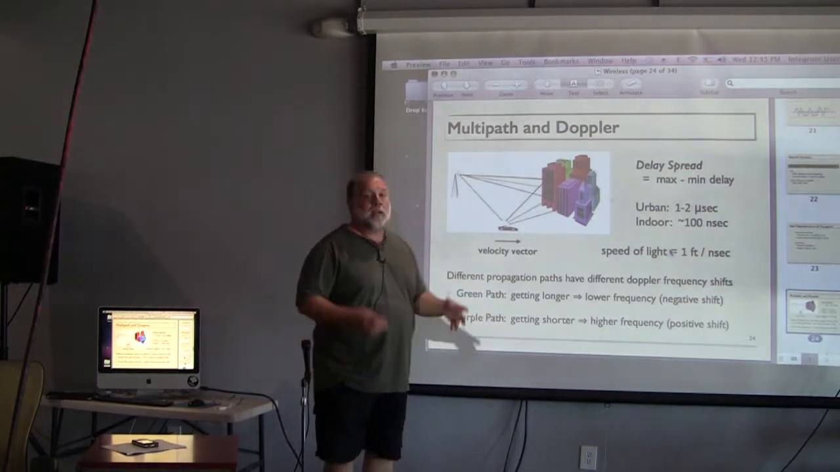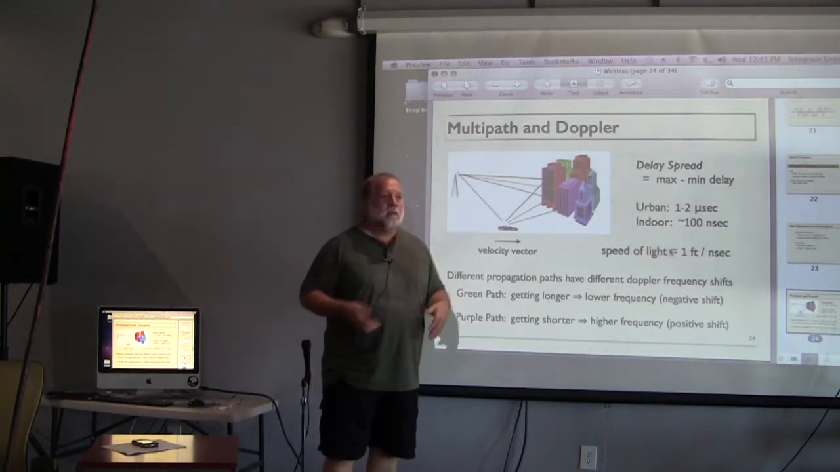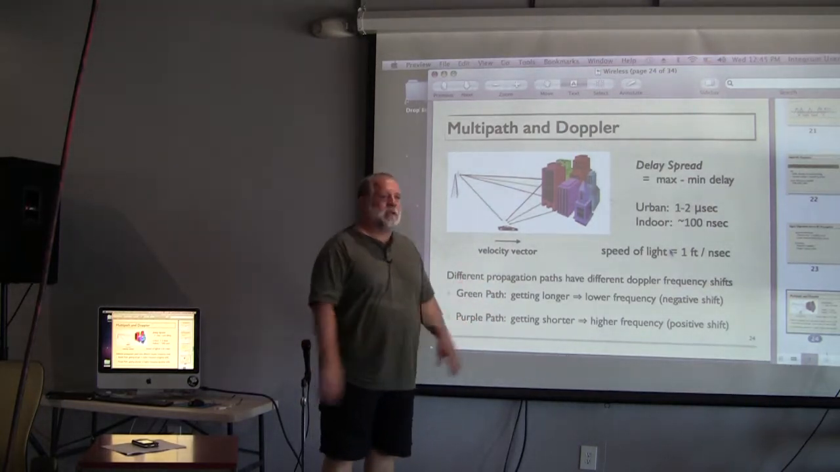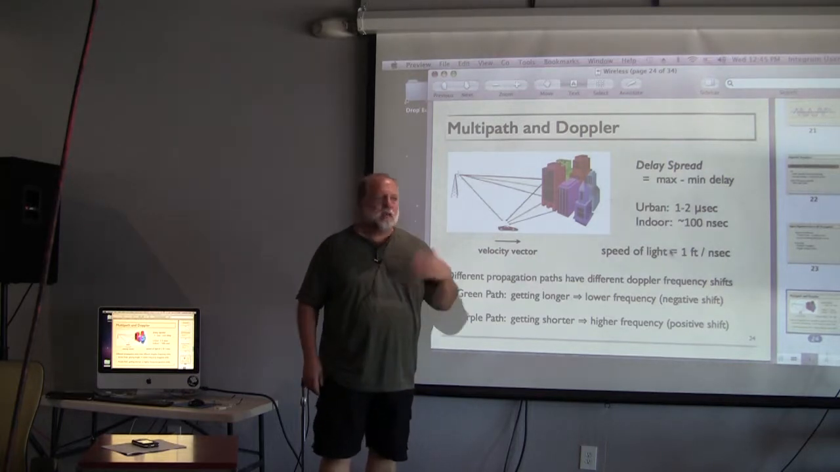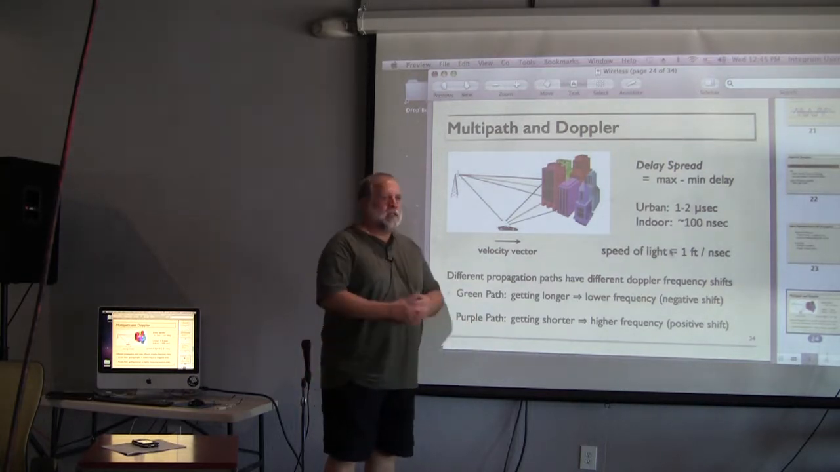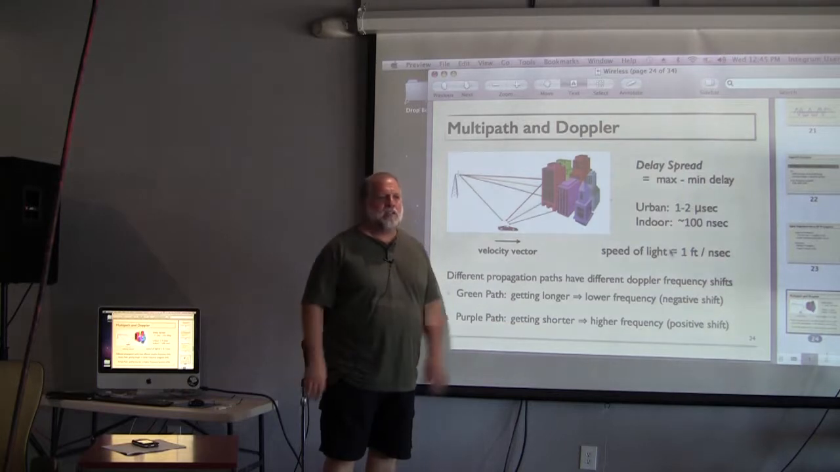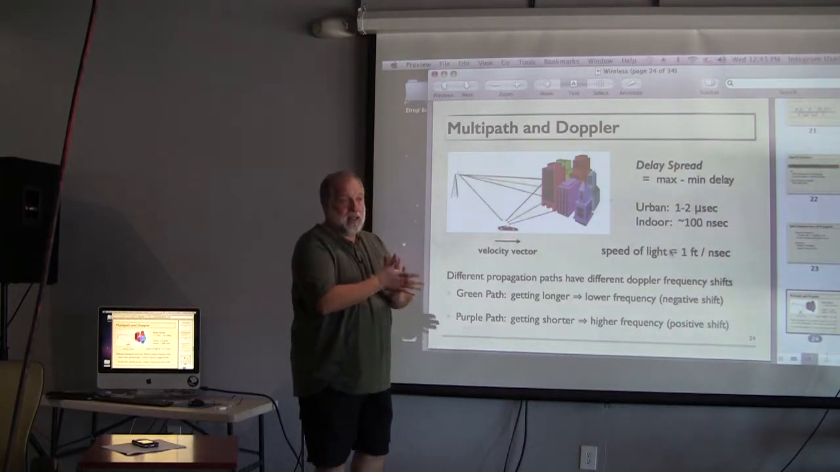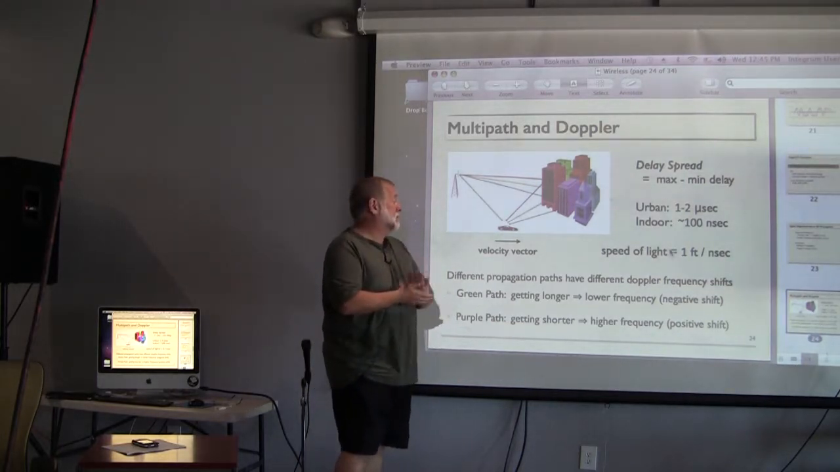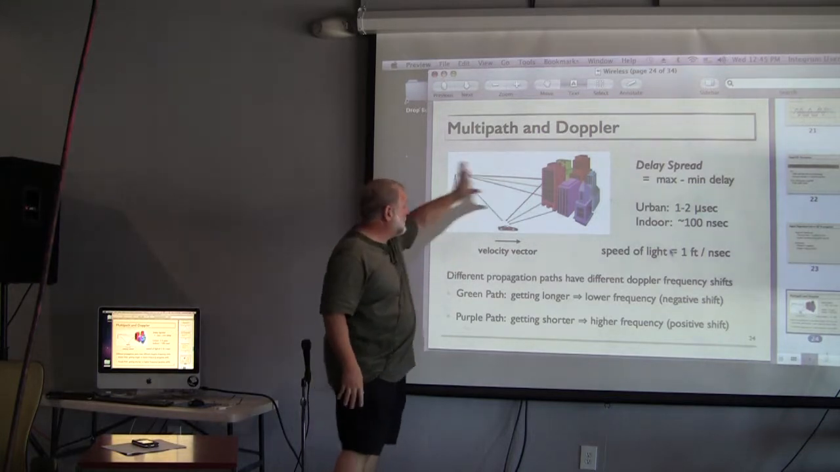Just because we know what the speed of light is, delay spreads for indoor, like in wireless LAN, are 50 nanoseconds, 100 nanoseconds. Urban environments up to about 2 microseconds. Suburban, rural, hilly environments, you can get up to like 20 microseconds of delay spread. Okay, so you have delay spread.